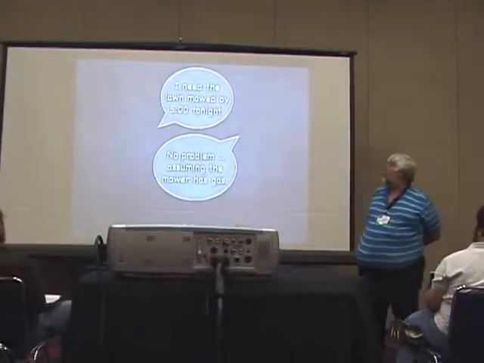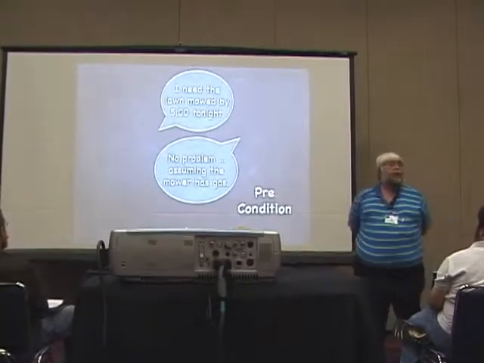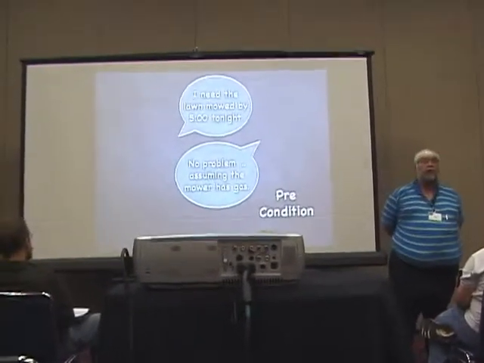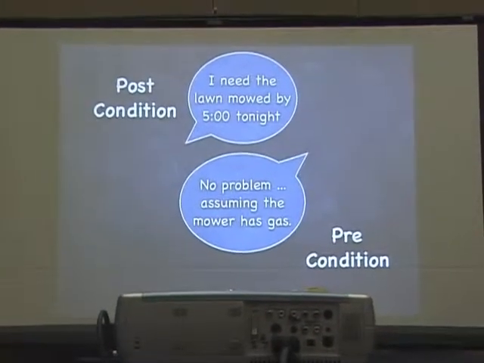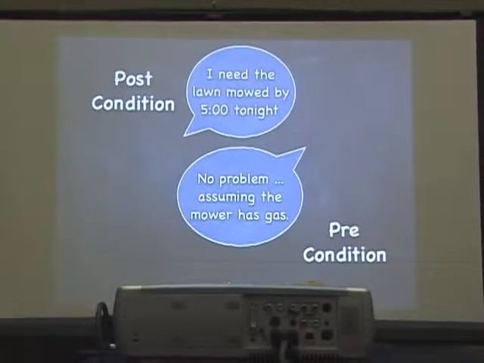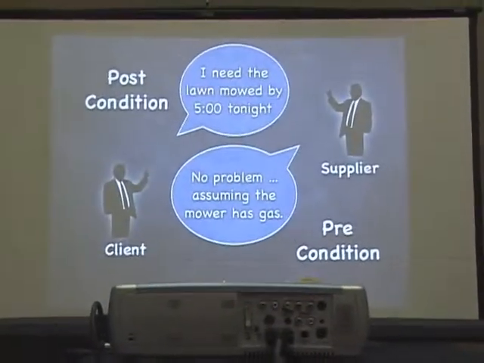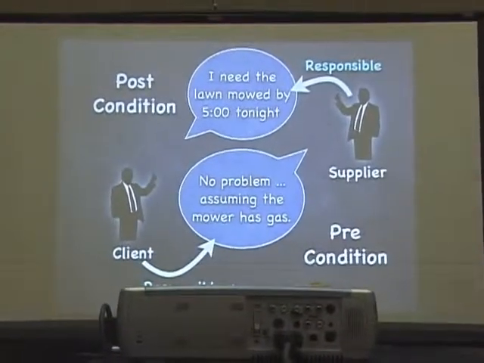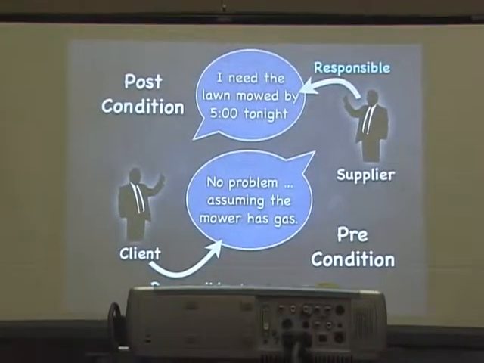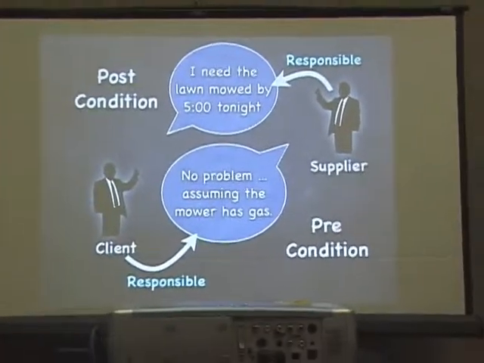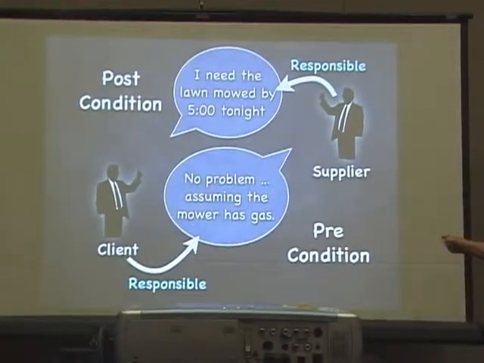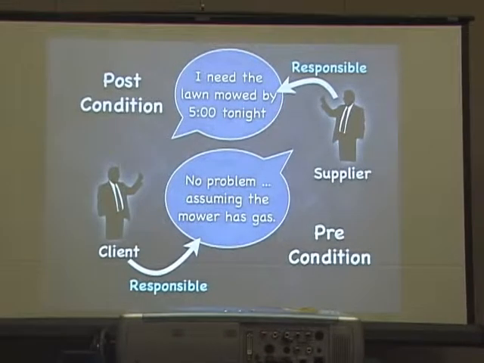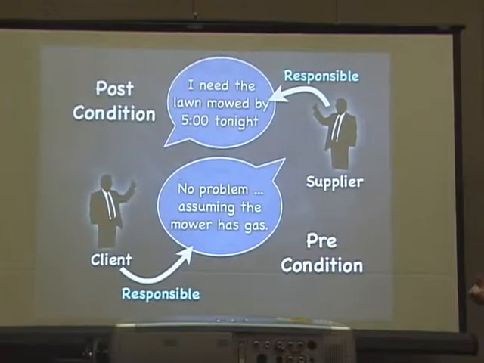There are two parts to the contract. There is a precondition. The mower has to have gas in it before he will mow the lawn. The second part is the post-condition, and that is the lawn mowed by 5 o'clock tonight. Now, what's nice about design by contract is that it gives both parties involved in this interaction very clear responsibilities on what they're supposed to do. The precondition is to make sure the lawnmower is filled with gas.